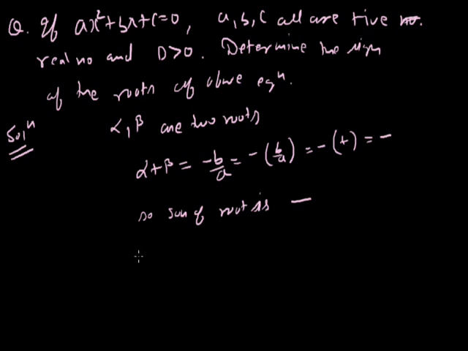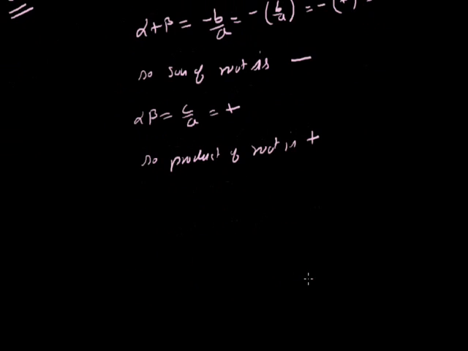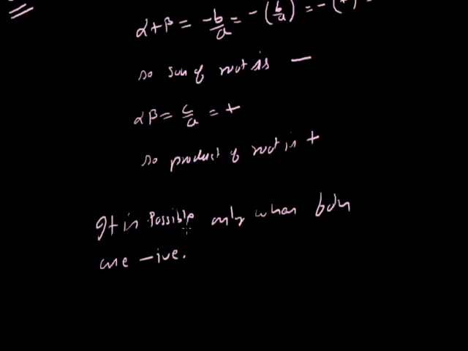Now we know that the product of zeros, that is alpha into beta, is equal to c upon a. As c and a are both positive, c by a is also a positive number. So the product of roots is positive. So we have to think of two numbers whose addition is negative and product is positive. This is possible only in one situation, when both roots are negative. It is possible only when both are negative. See, both cannot be positive, why?